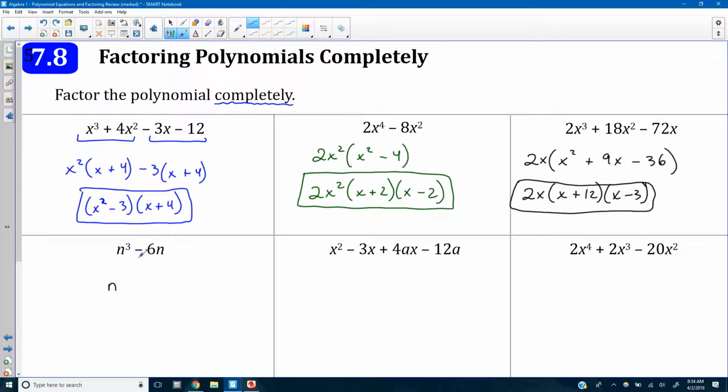N cubed minus 6n. I can factor an n out, and I'll be left with n squared minus 6. Now, this doesn't factor anymore. I mean, look, if you want to write out n plus root 6 and n minus root 6, and you know what you're doing with that, then by all means be my guest. But I'm going to accept this as the answer right here. That'll be fine. You probably don't know what's going on there as much. Just this one's acceptable. If this was a perfect square, though, now we got to look at doing an actual difference of two squares.